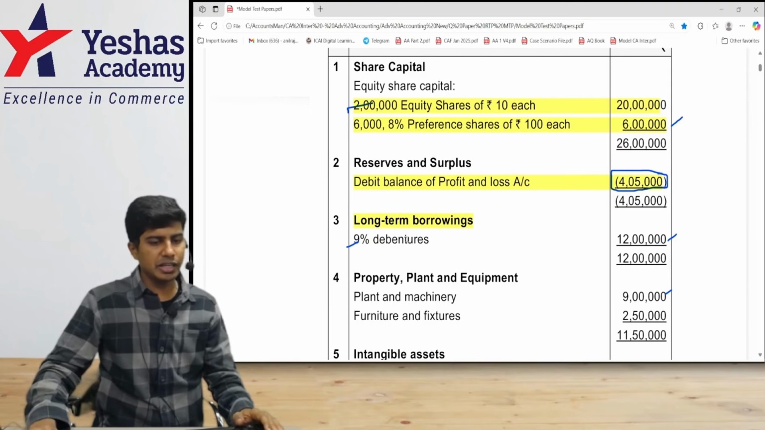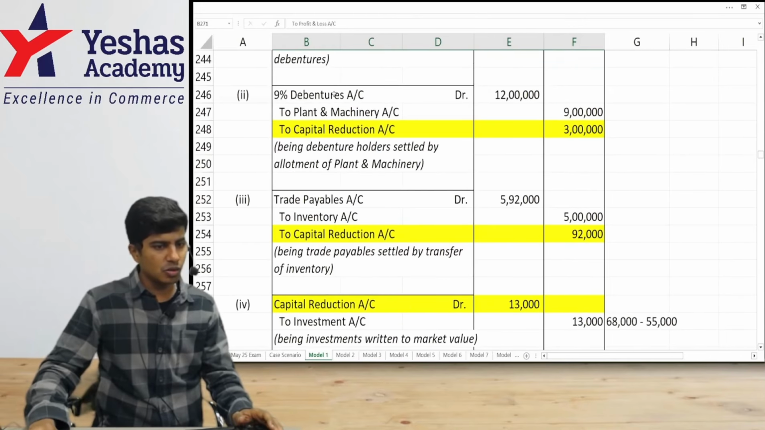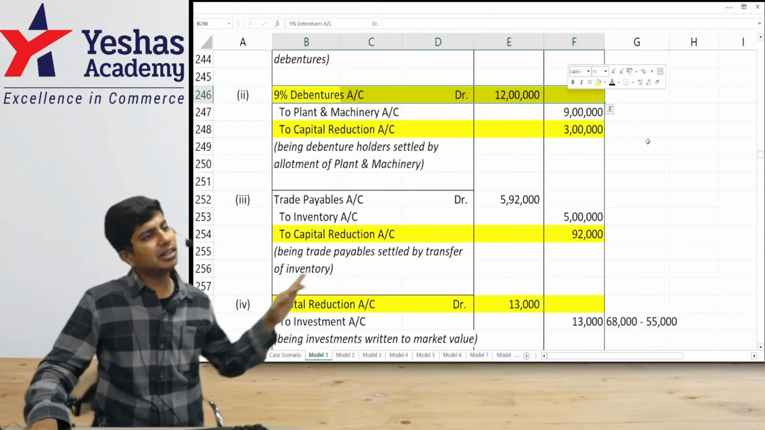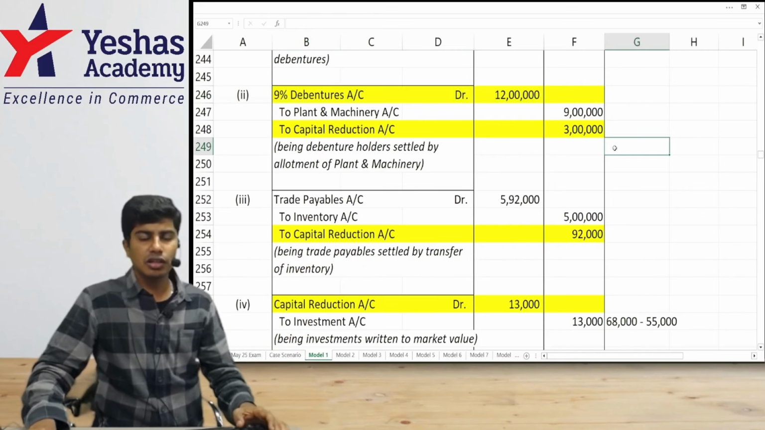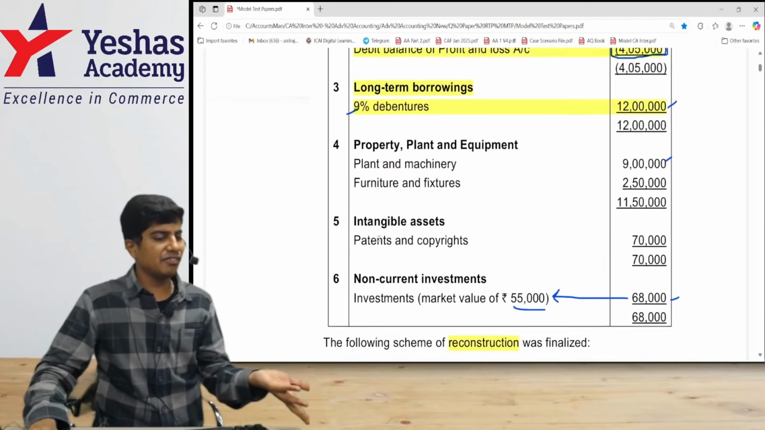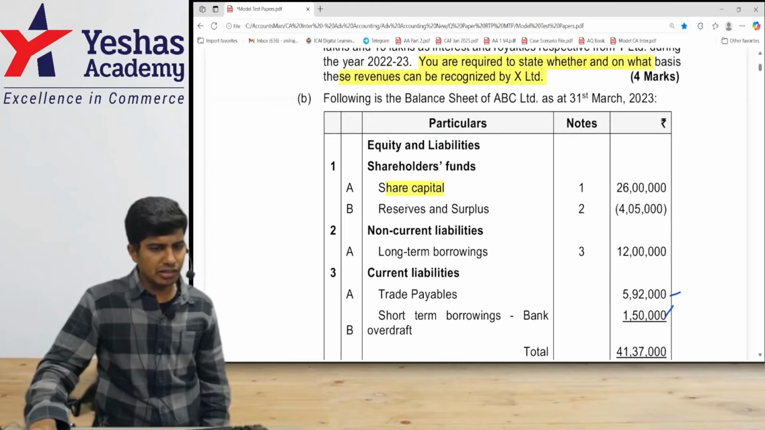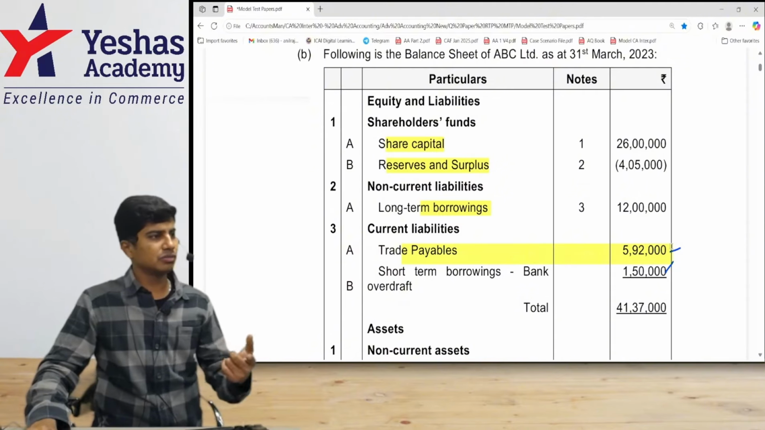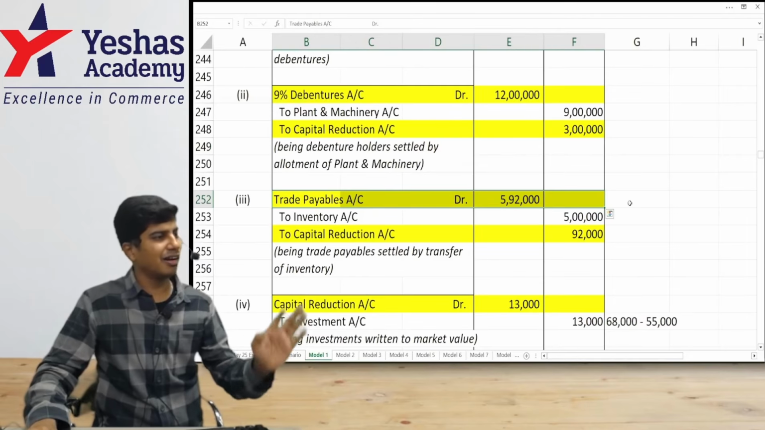Then we have long-term borrowings, 9% debentures. It was their liability 12 lakh, but not anymore. Why? Here we debited it 11% debentures, no, 9% debentures 12 lakh, gone. New debentures were issued, but that we'll see later. We're going in the order of note to accounts. Did you understand this 9% debentures gone? Next item. PP. Asset side, we don't care. Anything else on the liability side? Liability side, share capital done, reserves and surplus done, long-term borrowings done, trade payables 5 lakh 92. This liability is there. But did we write off? Yeah, full 5 lakh 92 written off. Yeah, gone.